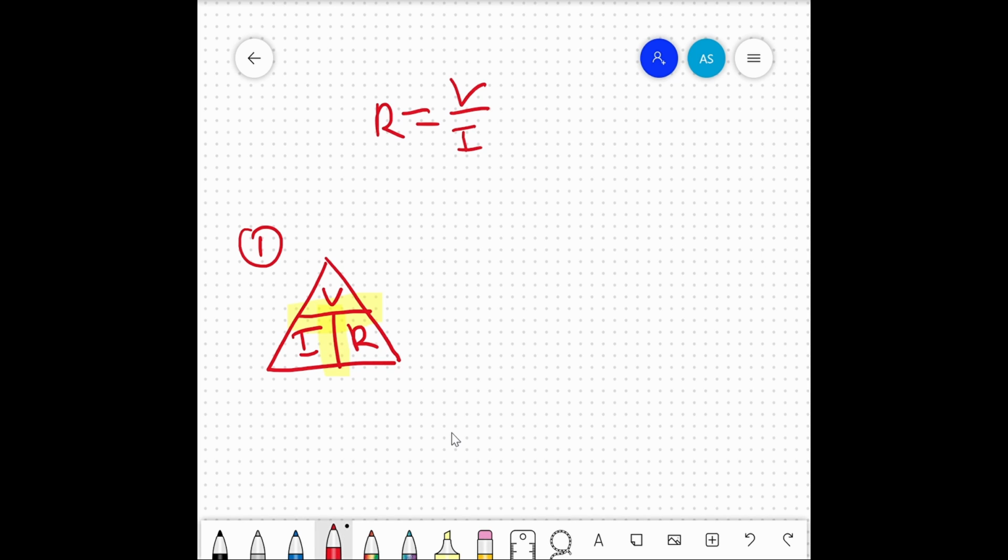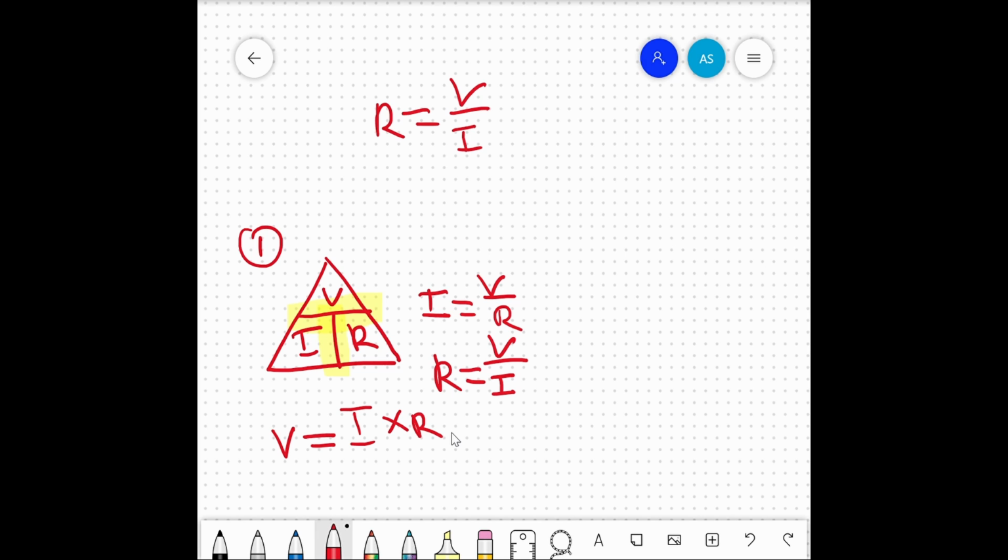So let's say you're required to find the value of V. V is equal to I multiplied by R. If you're required to find the value of I, I is equal to V divided by R. And for R, we will apply the same method. R is equal to V divided by I. So that's the triangle method.